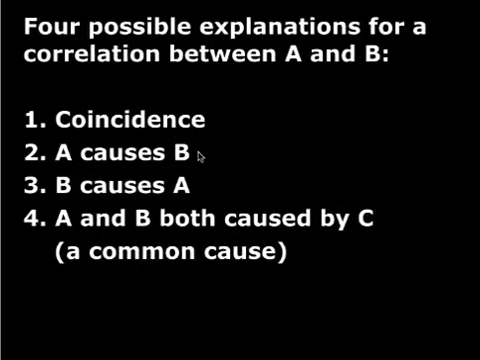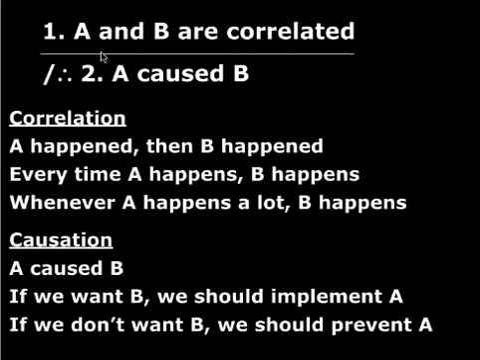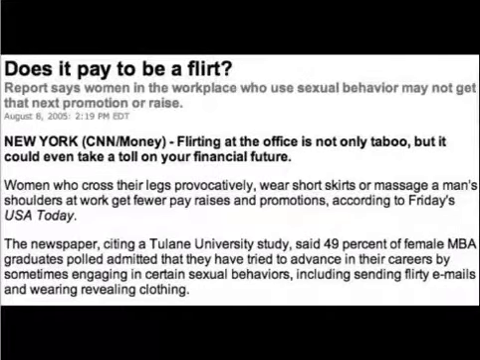What makes false cause a fallacy is that it goes from a correlation to A caused B without ruling out the other three possibilities. Okay, and that's when it's a fallacy. You just go straight from correlation to A caused B without even trying to rule out any of the other three possible explanations. Now, this happens in the real world a lot. Here's an example.